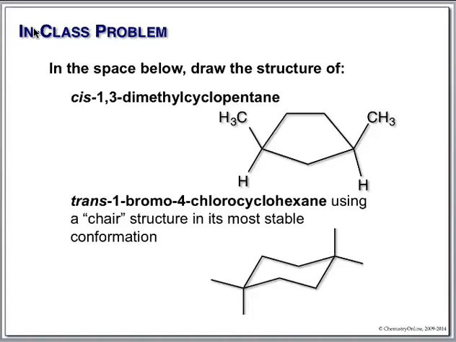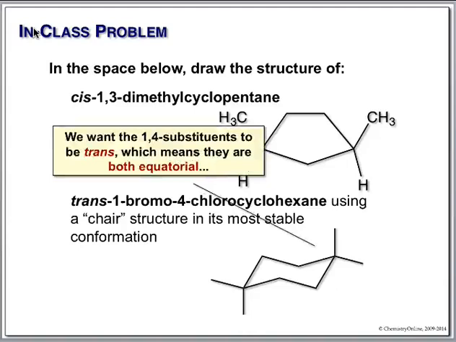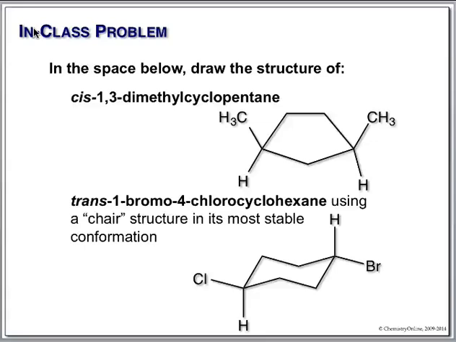Right? We can do that by putting them both axial, couldn't we? But that would not be the most stable. For the most stable, we're going to have everything equatorial. So what we want to do is put bromine and chlorine in equatorial positions. By doing this, this one's going up, this one's going down. They are defined as trans. Once again, put in your hydrogens, the axial hydrogens, so you could easily tell that these are supposed to both be equatorial.